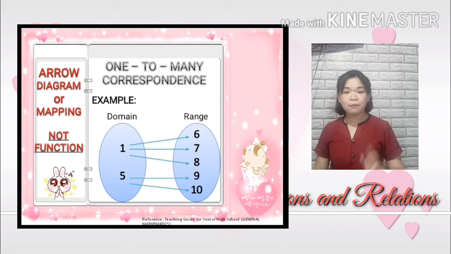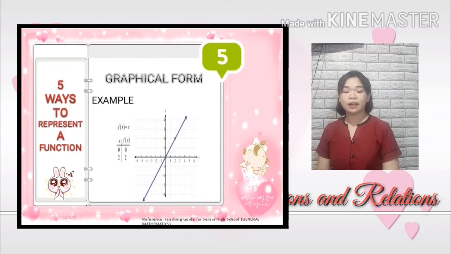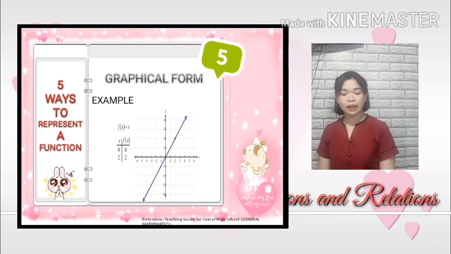And then the 5th way of representing a function is in the graphical form. So this is an example of graphical form wherein f of x is equal to x. And then this is the table of values. So those are the 5 ways in representing a function.